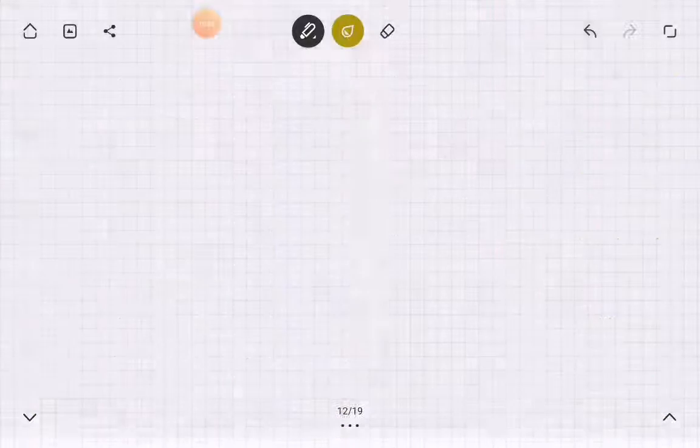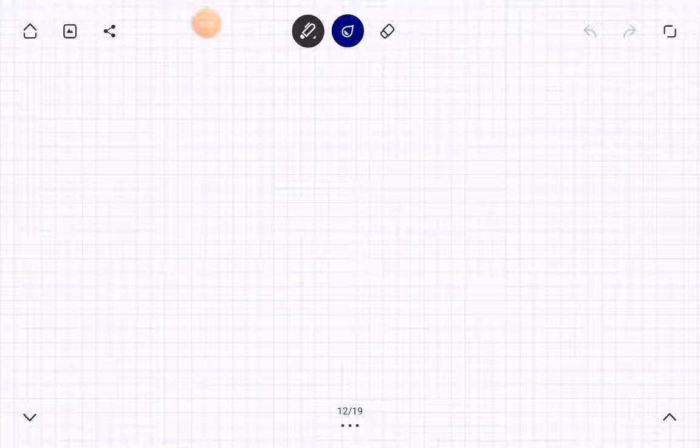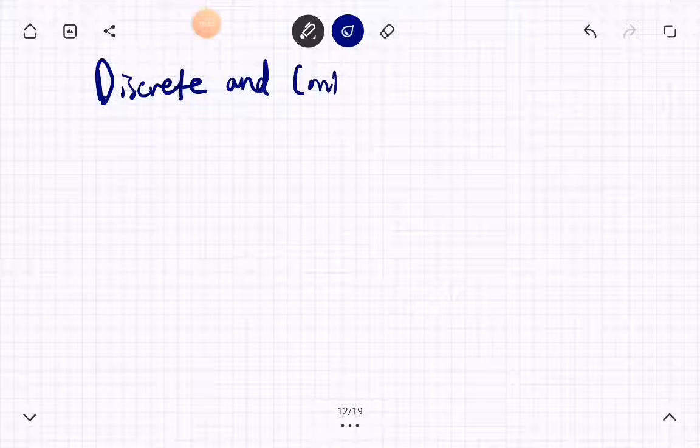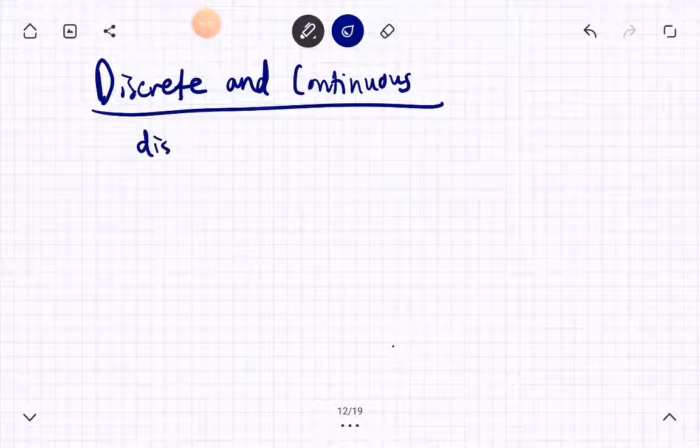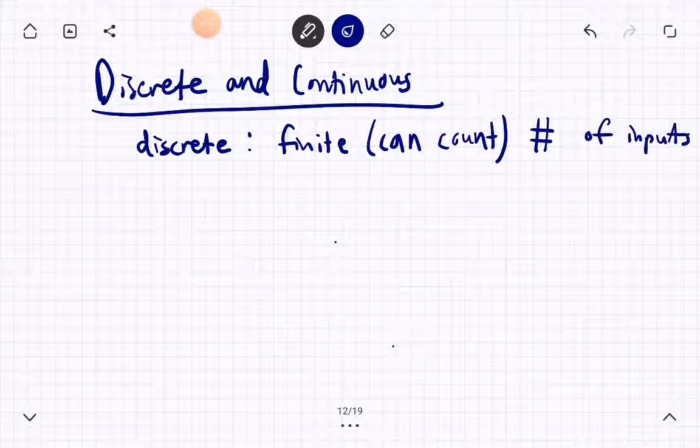Cool. So now let's go to our second topic for the day, which is discrete and continuous functions. Okay, so a discrete function is one where I have a finite number of inputs, meaning I can count the number of inputs.